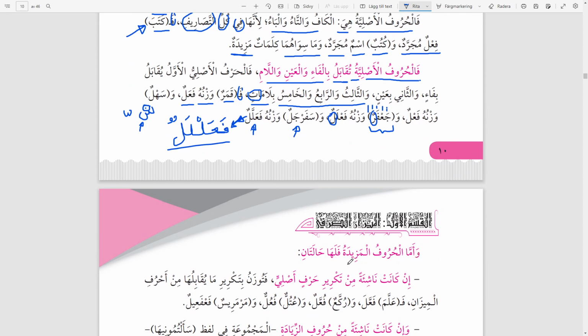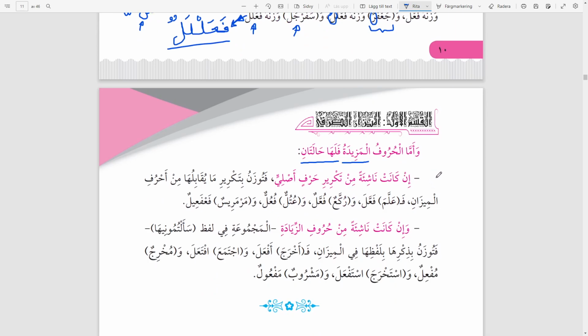وأما الحروف المزيدة, and when it comes to the extra letters, they have two scenarios. If they stem or come from repeating a part or a letter that is original, then the letters that are used to construct the pattern are duplicated as well.